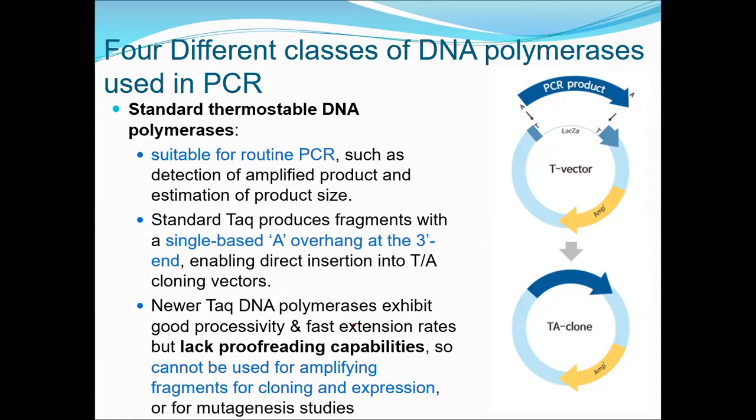The newer Taq polymerases have good processivity and a fast extension rate, but they don't have proofreading, that means 3' to 5' exonuclease activity. So they cannot be used for amplifying fragments for cloning and expression, because we need a foolproof sequence without any errors for cloning experiments or expression studies, because we don't want any mutation in them. Also for mutagenesis studies we cannot use this one, because we only want the desired mutation to occur. We don't want undesired mutations to occur.